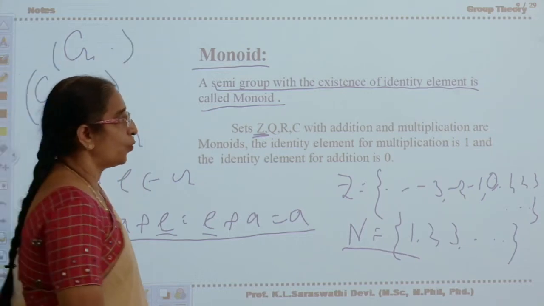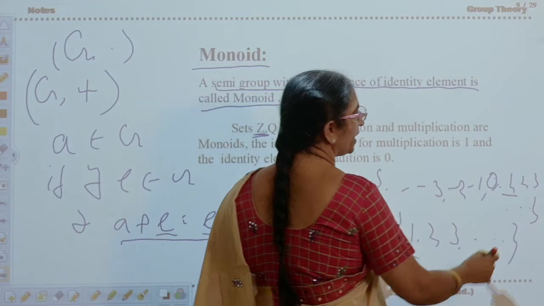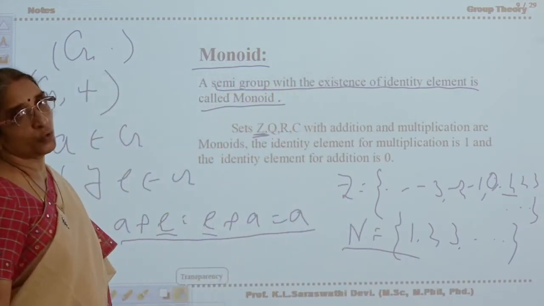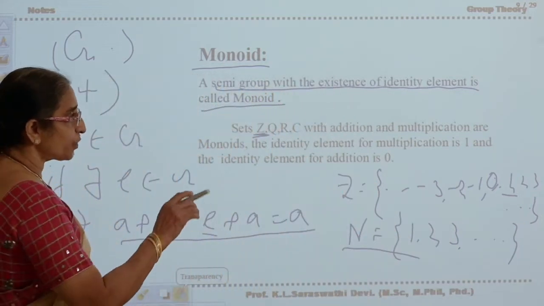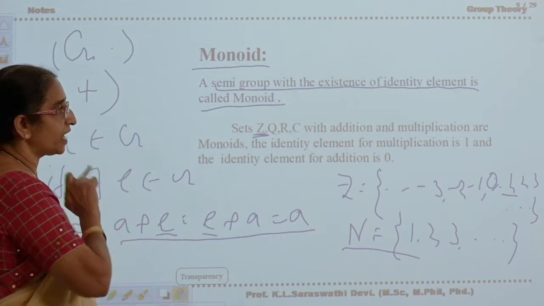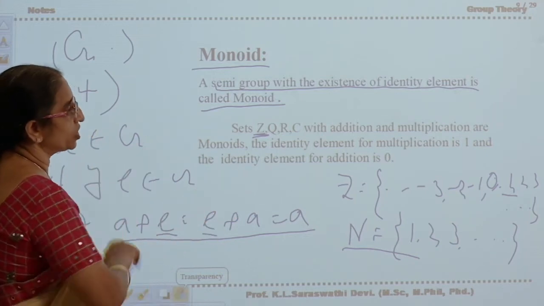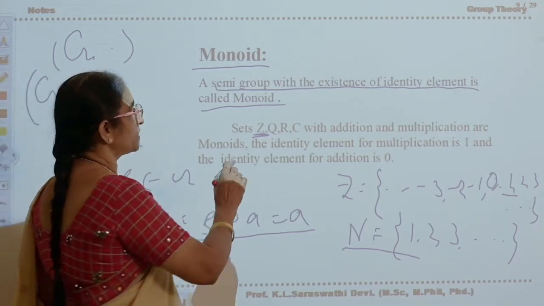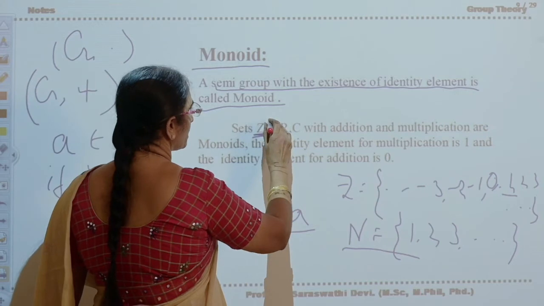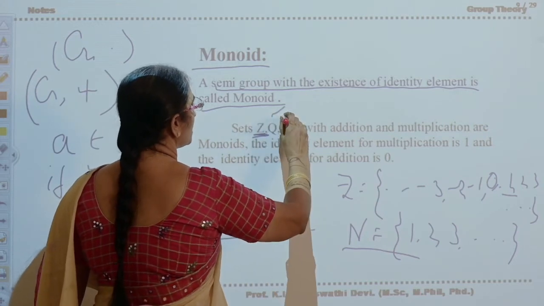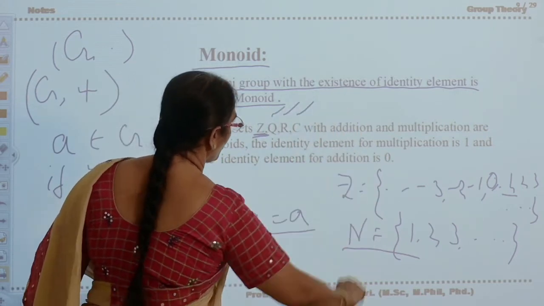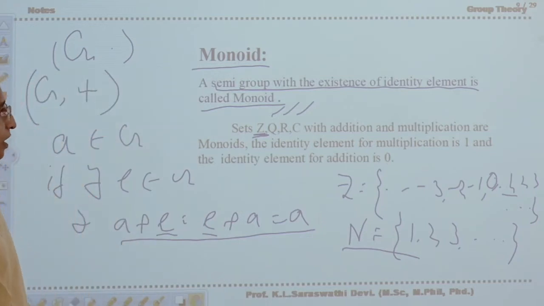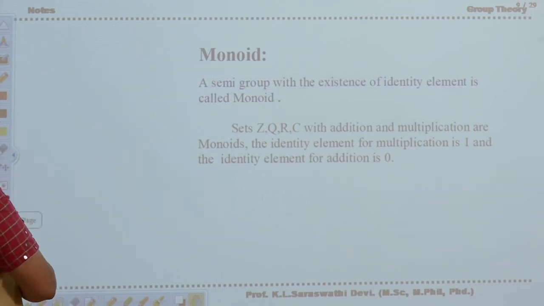Now suppose instead of plus, if you take dot also you can take. Now here 1 is there. If you multiply any element with 1, you will get the same thing. So with respect to multiplication, 1 is the identity. With respect to addition, 0 is the identity. Therefore, the set of integers, set of rational numbers, set of real numbers, set of complex numbers are all monoids with respect to addition and multiplication. Okay.